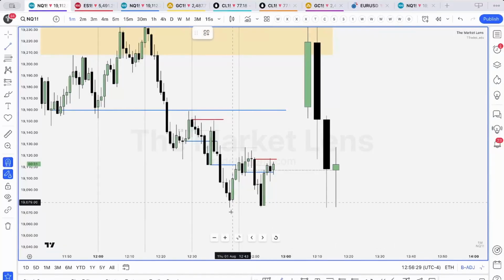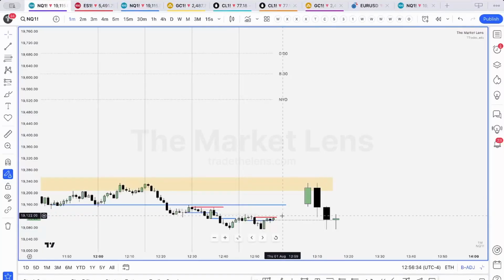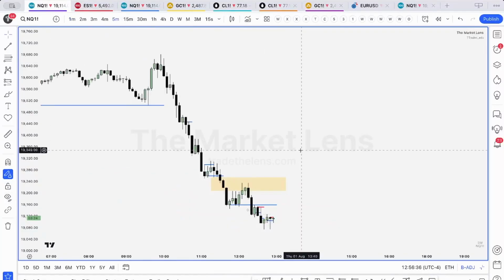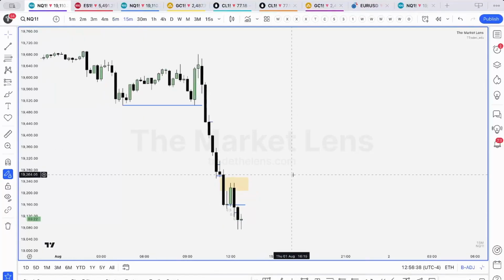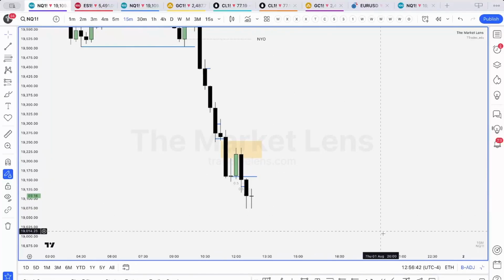We have equal lows here, but did we form an SMT? We formed an SMT there, right? So hopefully that makes sense. Another thing you can do is, we won't talk about that. We'll keep it to the model.